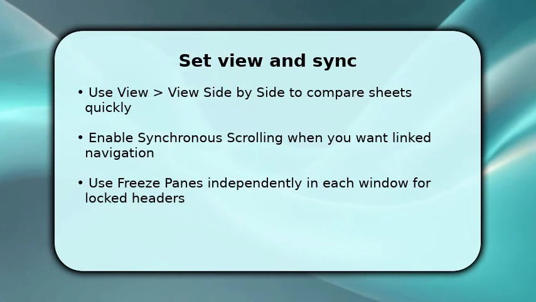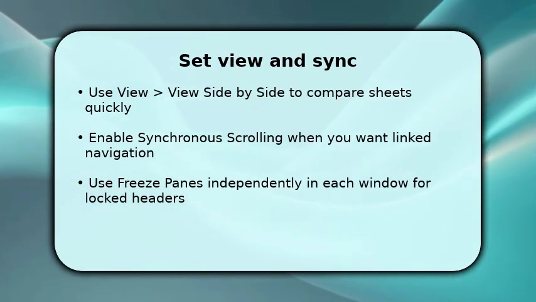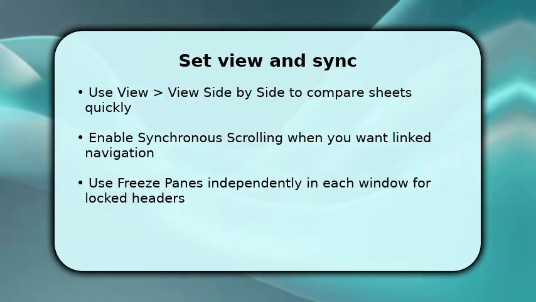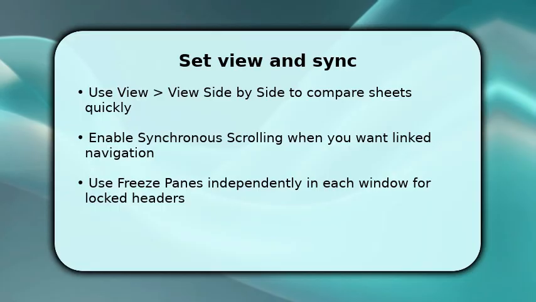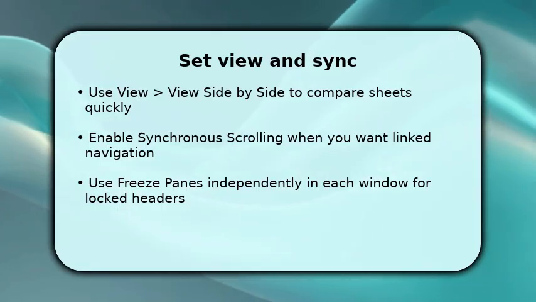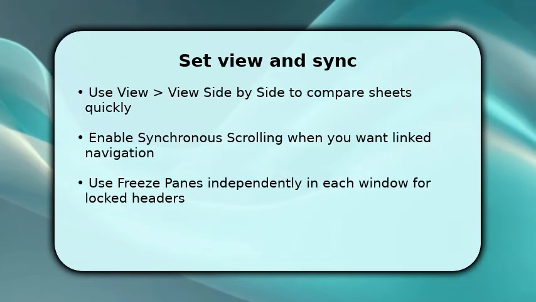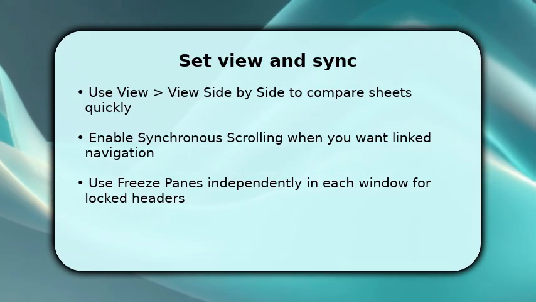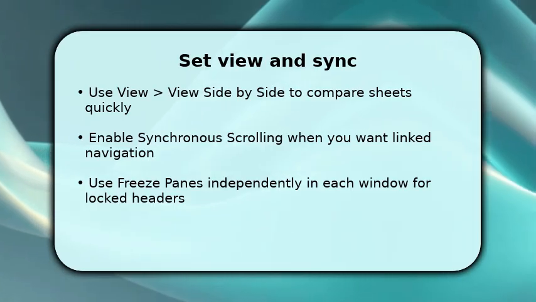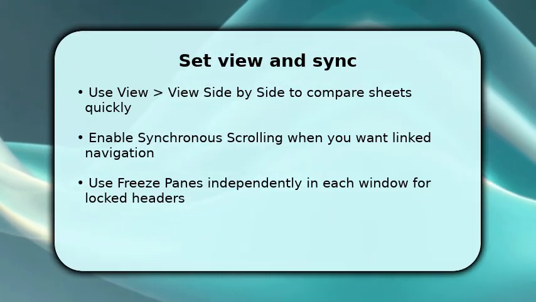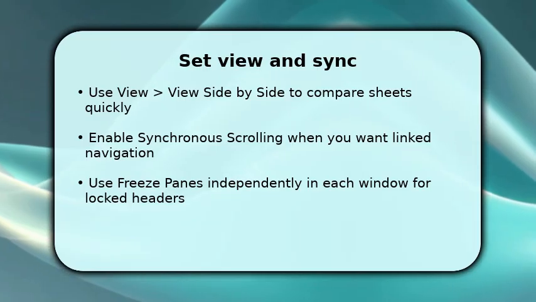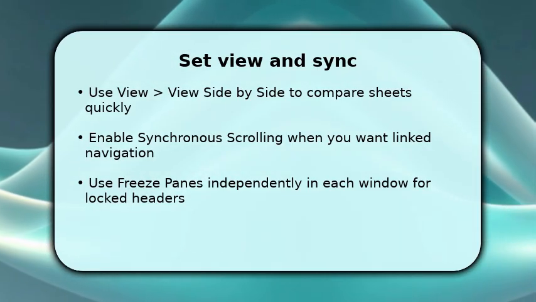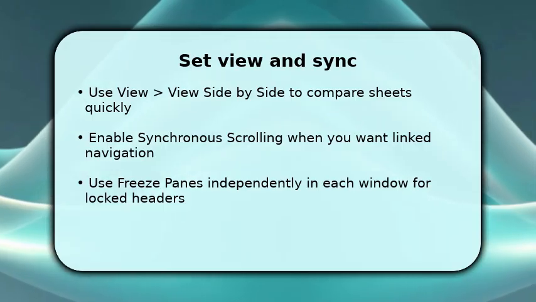Next, position both windows and select View Side by Side to compare two sheets or ranges. Excel will highlight differences visually, which speeds cross-checks. If you want both windows to scroll together, enable synchronous scrolling. If you need independent navigation, turn that off so you can examine different areas. Also apply freeze panes in each window separately so headers stay visible on both monitors. These steps let you compare, copy, and validate data without constantly switching tabs.